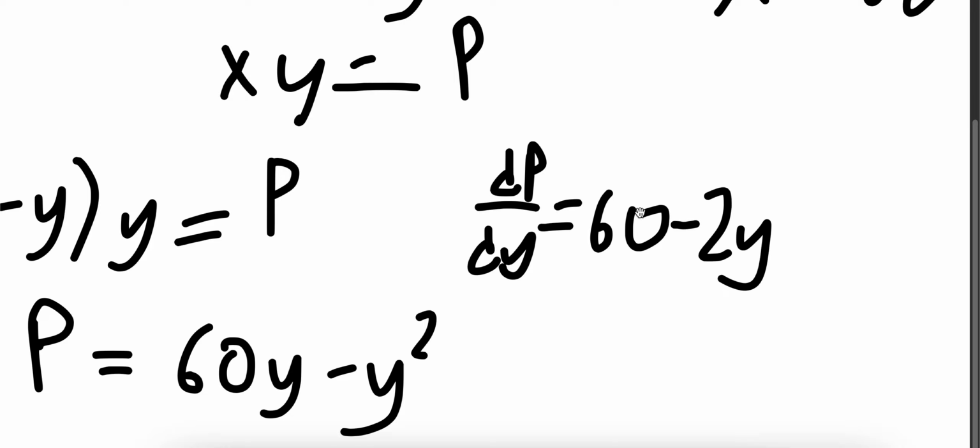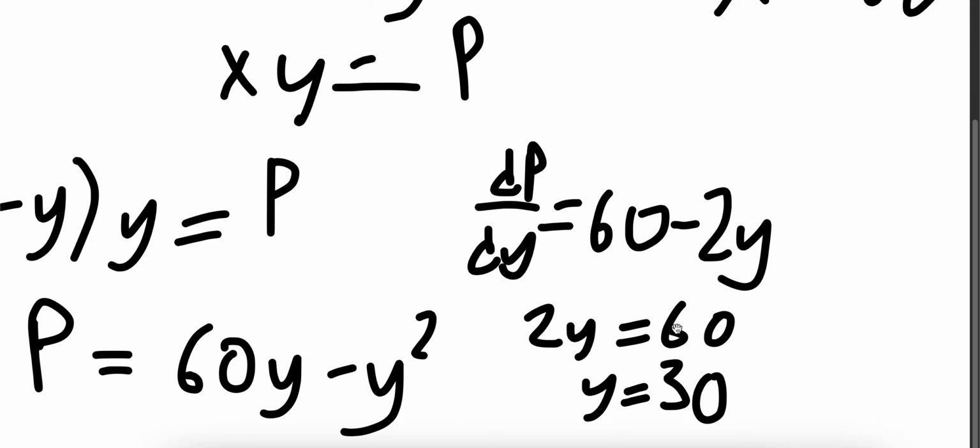Now we've got to find the critical values. That's our next step of optimization. When we find the critical value, the derivative will be equal to 0. So 0 equals 60 minus 2y, then 2y equals 60, and y equals 30.